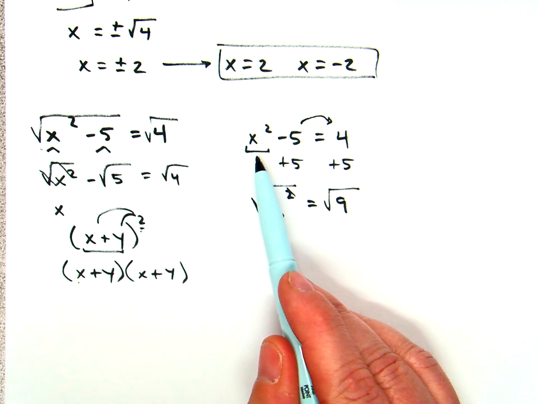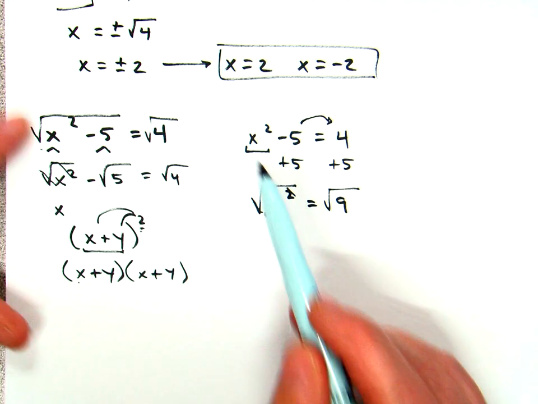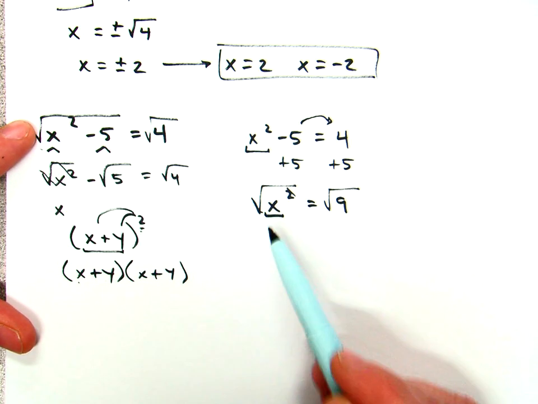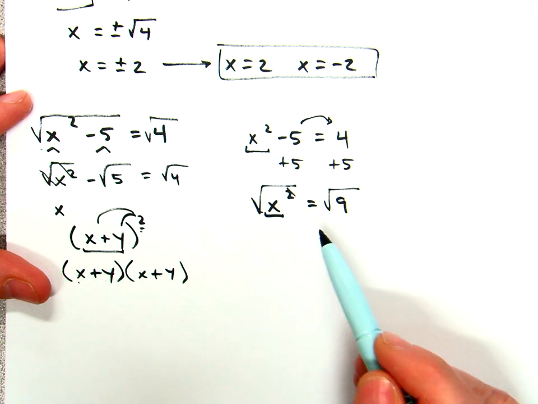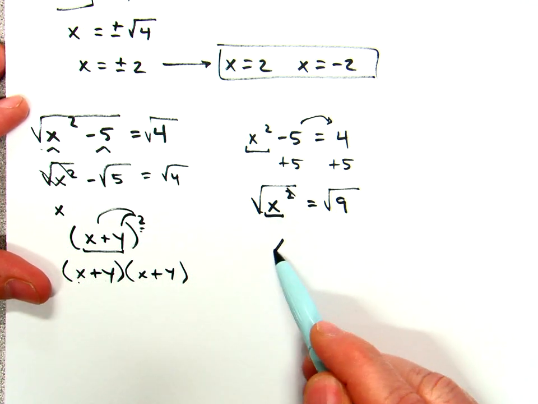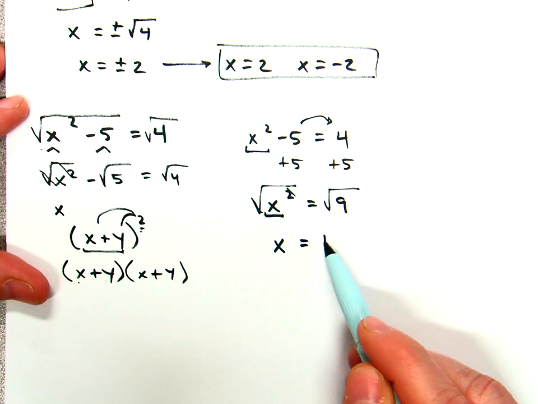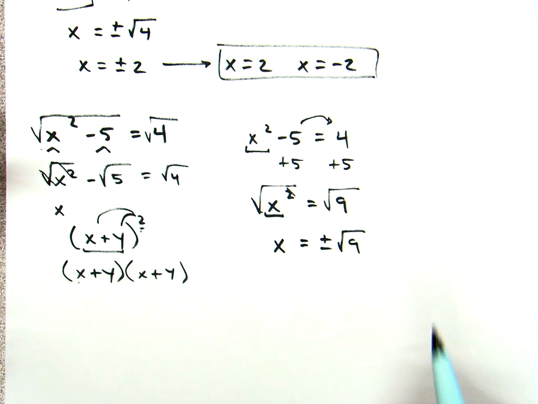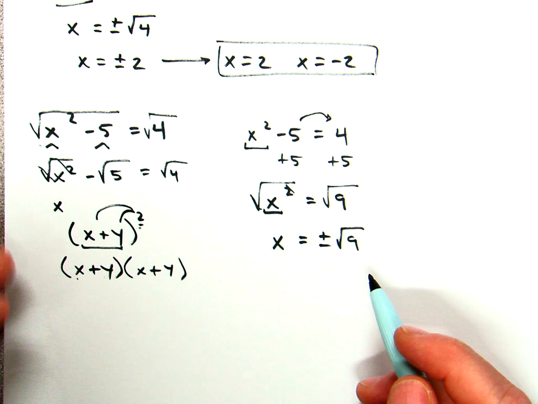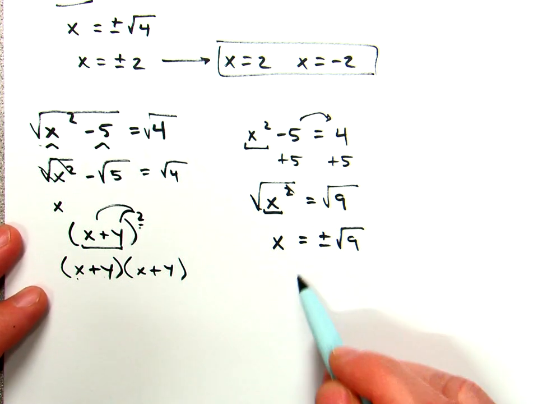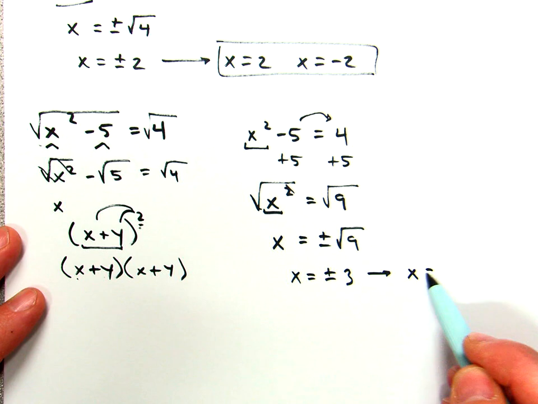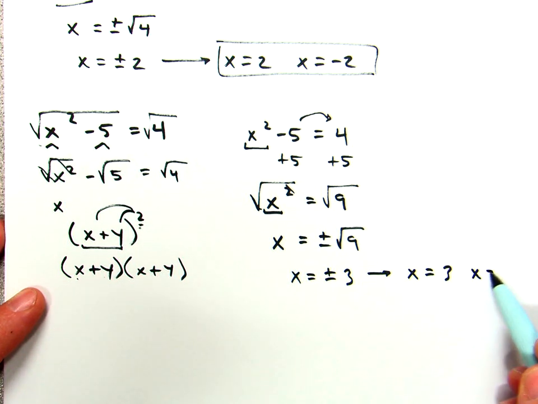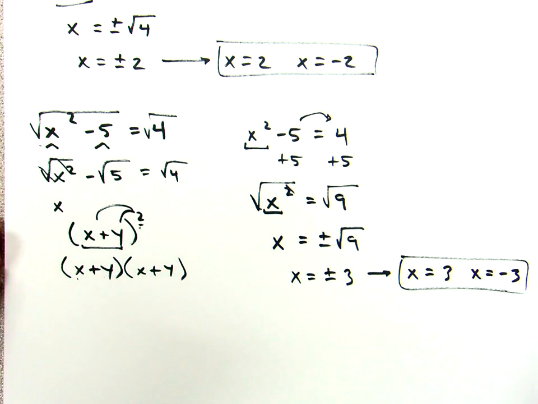So we want to get the term with the x alone, or the term with the square alone, so that the root becomes a useful step, right? Now, I use the root to remove a square. So while it does cancel the square on the left, I do have to remember to put a plus or minus on that value on the right. Now, square root of 9 is 3. So x is equal to plus or minus 3, which is the same as saying x is equal to 3 or x is equal to negative 3. So we have two solutions.